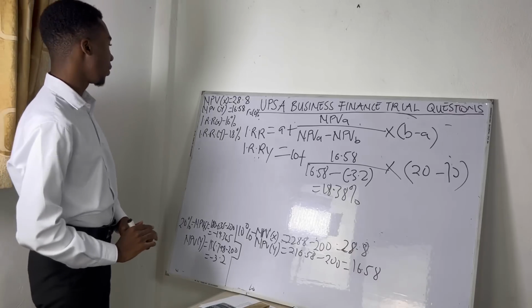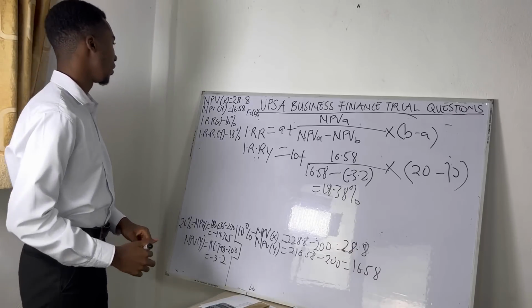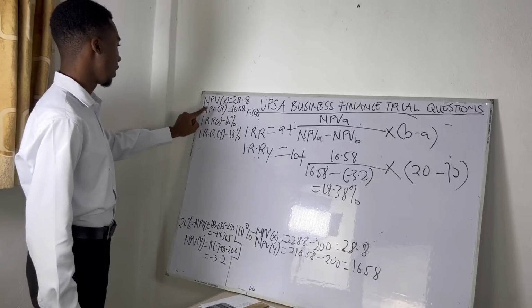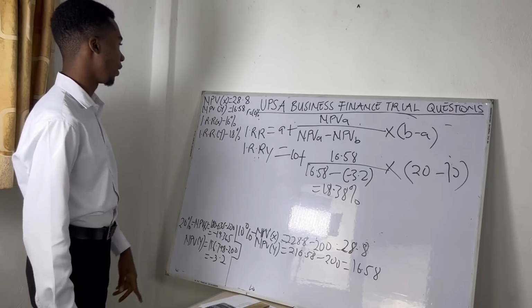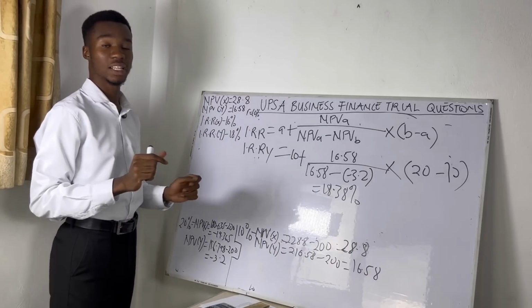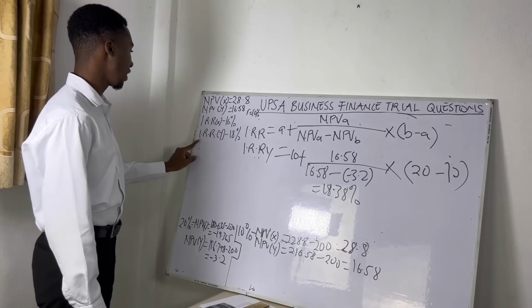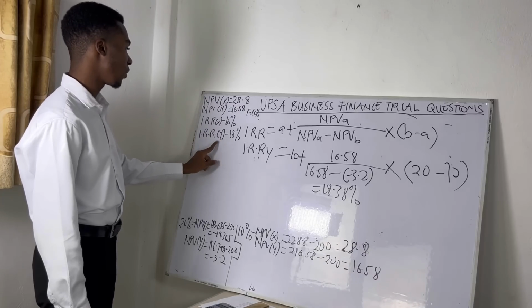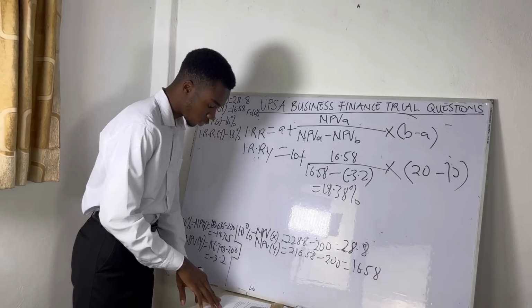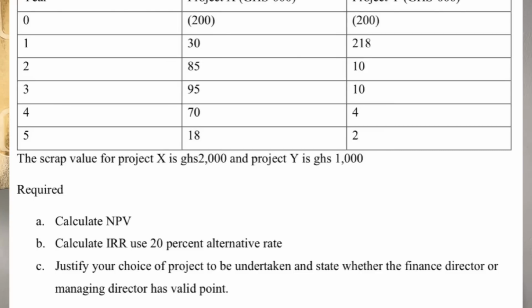Now let's realize something. For the net present value of X, we got 28.8. The net present value of Y, we got 16.58. So for the net present value, X was higher. If we wanted to use the net present value, we would have gone for X. But for the internal rate of return, Y was higher. Y was 18% and X was 16%. Part C goes on to say, justify your choice of project to be undertaken and state whether the finance director or managing director has a valid point.